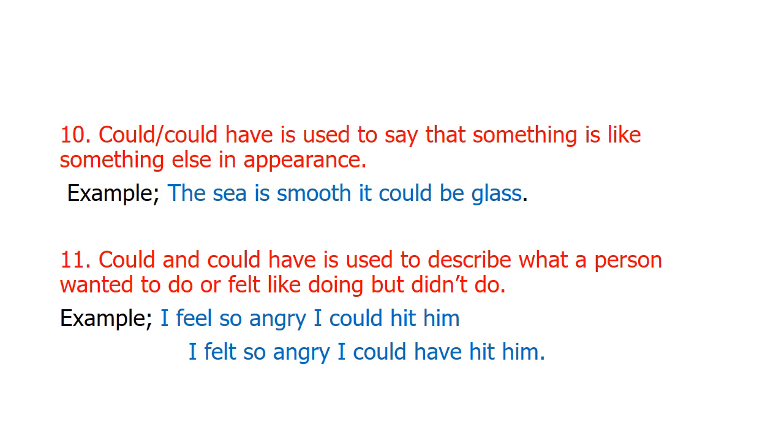Could or could have is used to say that something is like something else in appearance. Example: the sea is smooth, it could be glass. Could and could have are used to describe what a person wanted to do or felt like doing but didn't do. Example: I feel so angry I could hit him. I felt so angry I could have hit him. I hope you have noticed how could and could have been used both in the present and in the past.